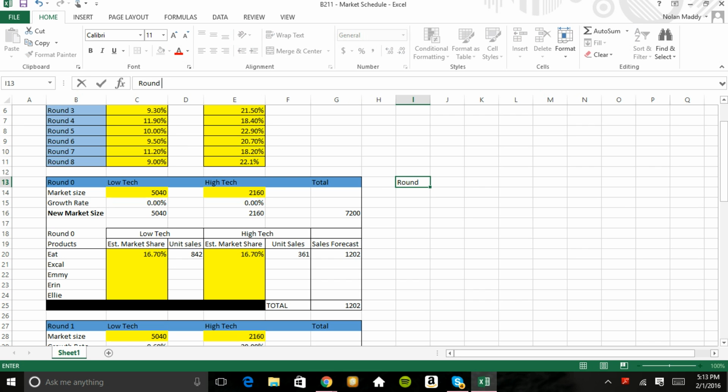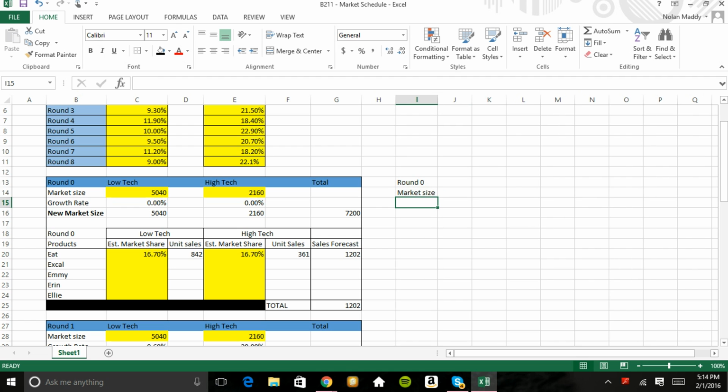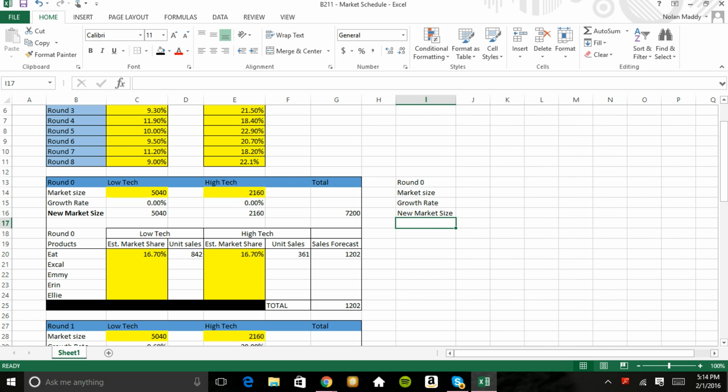So I would say round 0. This is what it's going to say. We're going to have a market size, so you should enter market size. If you click this, it'll space it right. We got our growth rate for the market. Then we have our new market size, as you can see from my old. So then we're going to have a new thing start over here. I'll explain that later. Alright, so with this, we have a low tech and a high tech.